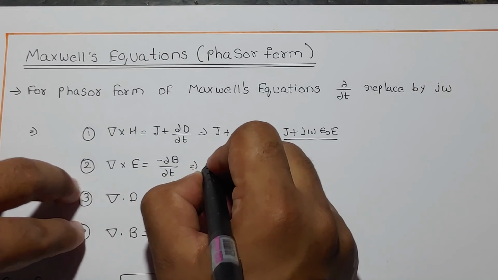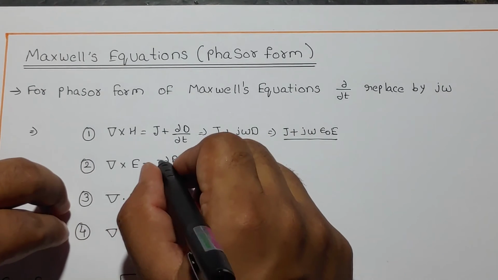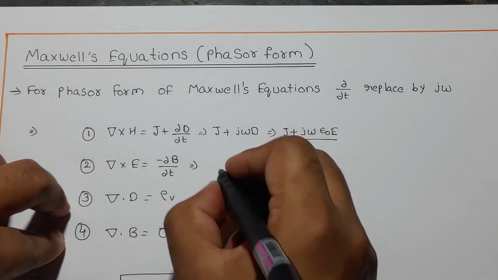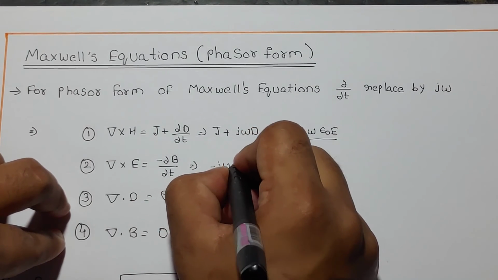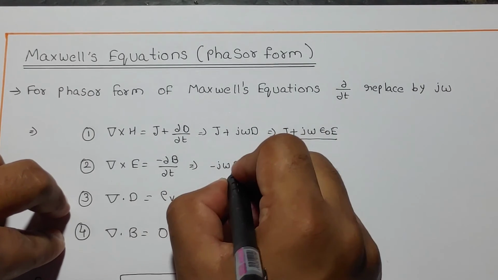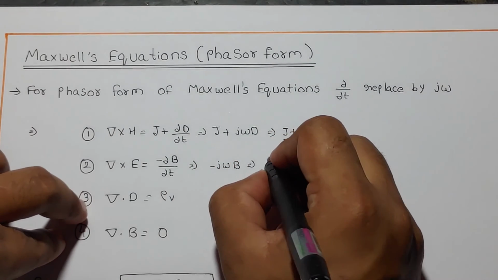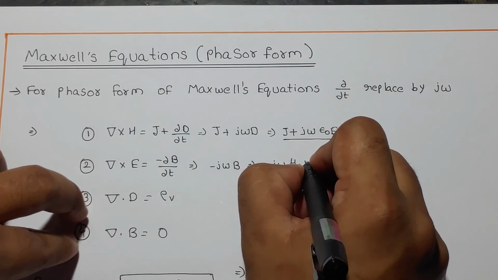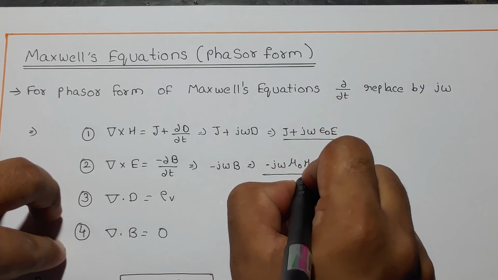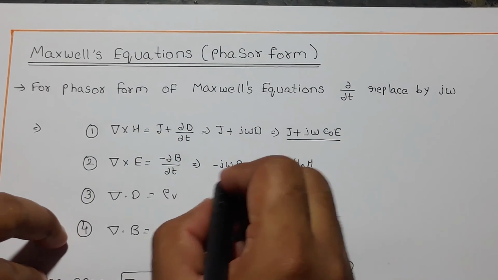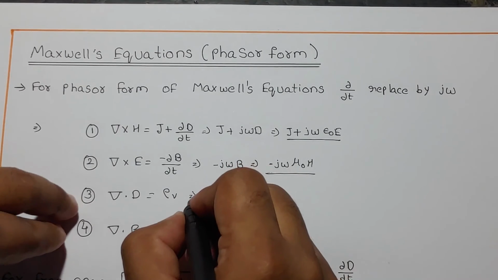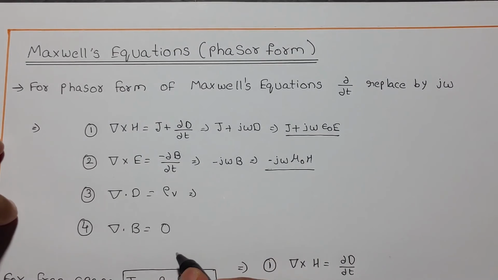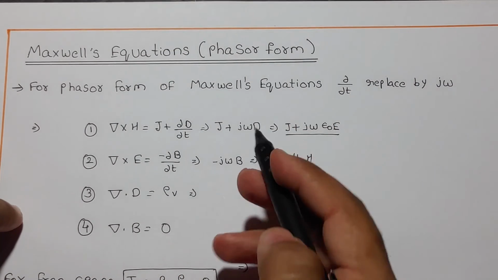For the second one, that is minus dou B by dou t, dou by dou t can be replaced by j omega, that is minus j omega B. We know that B is equal to mu naught H, that is minus j omega mu naught H. This is the final Maxwell equation in the phasor form. And for the next ones, as there is no dou by dou t in these equations, these are the final Maxwell equations for the phasor forms.